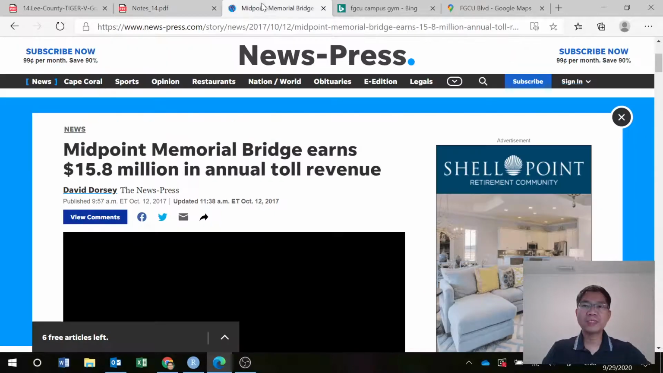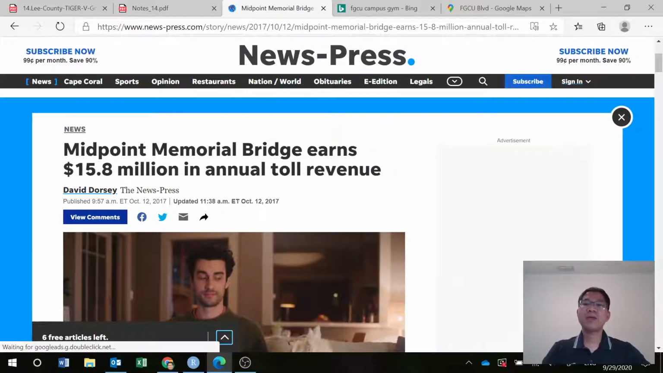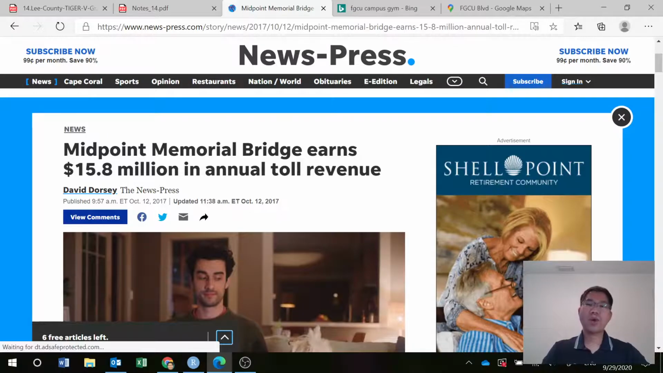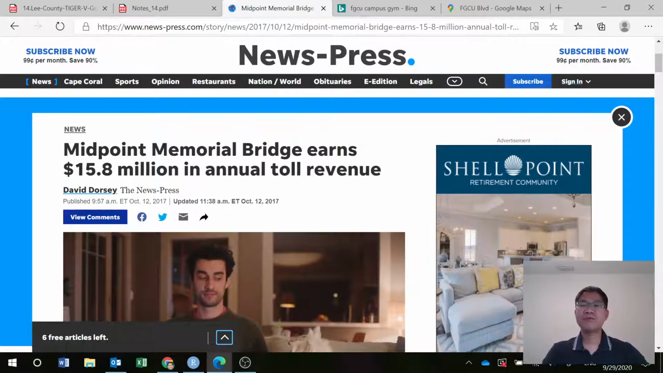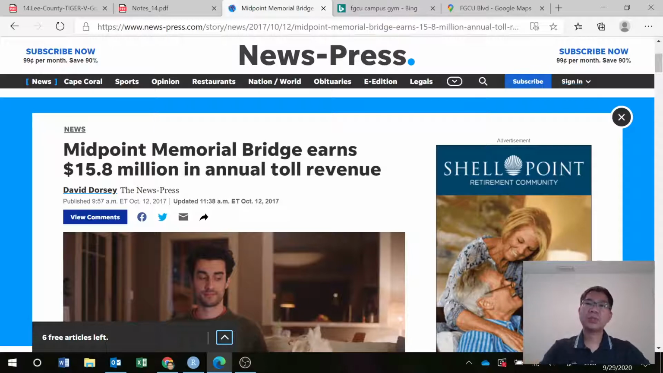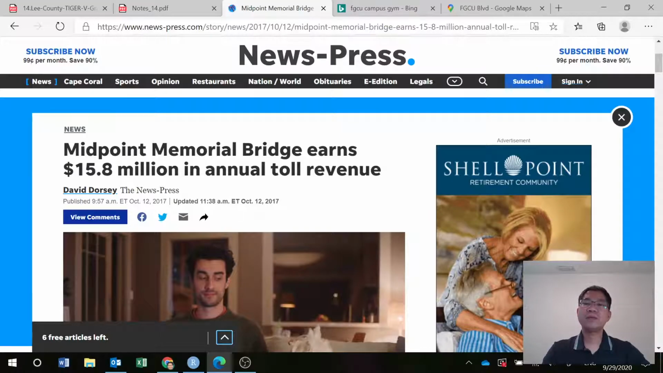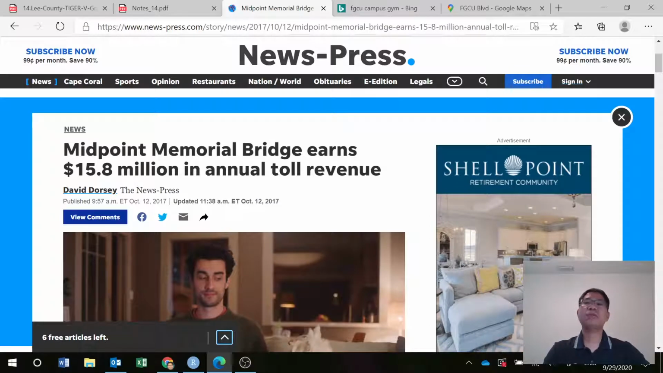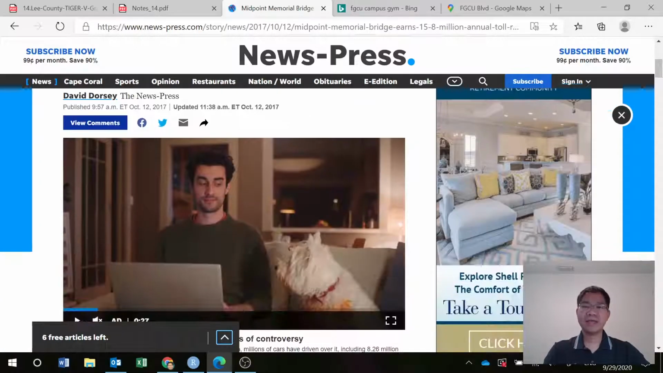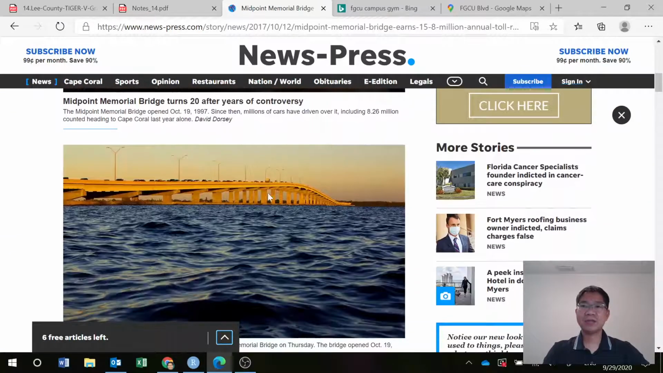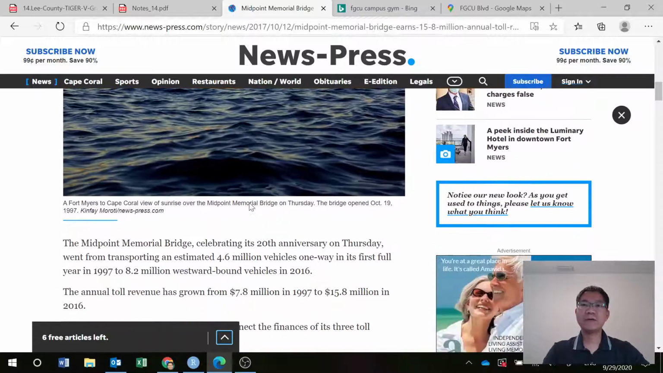Let me give you one local example here: the Midpoint Memorial Bridge. I hope all of you have already passed through that bridge from Fort Myers to Cape Coral. And they say, from the news press, that the Midpoint Memorial Bridge earned 15.8 million in annual total. So basically that is the annual amount A in our class, right? And you see that in the Midpoint Bridge there.